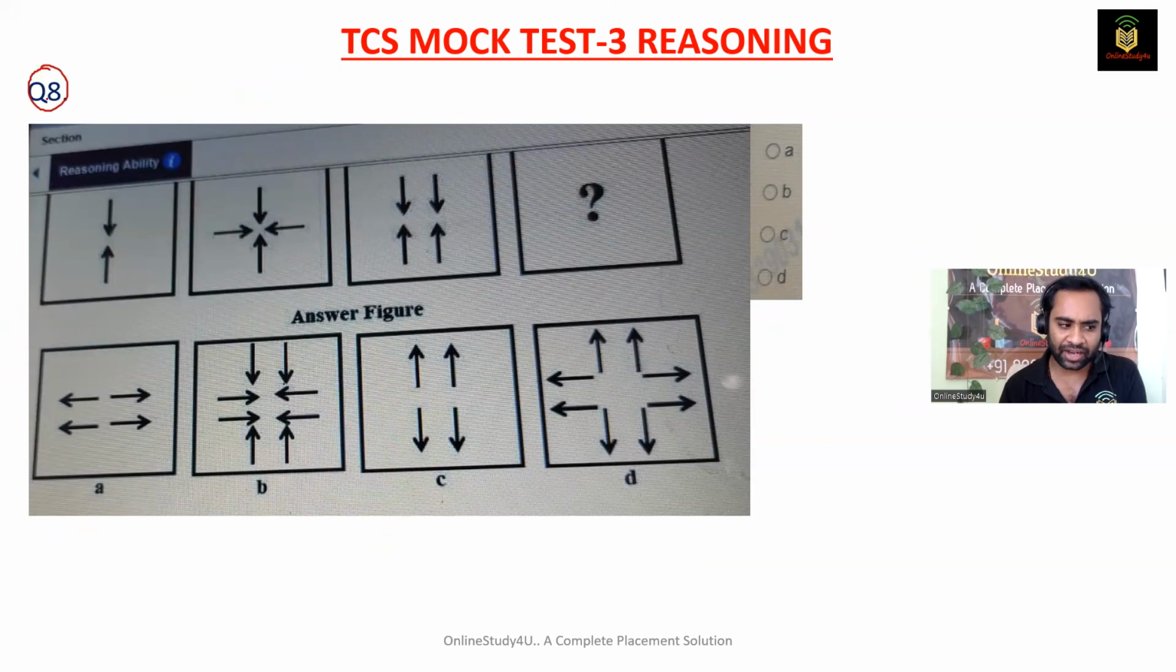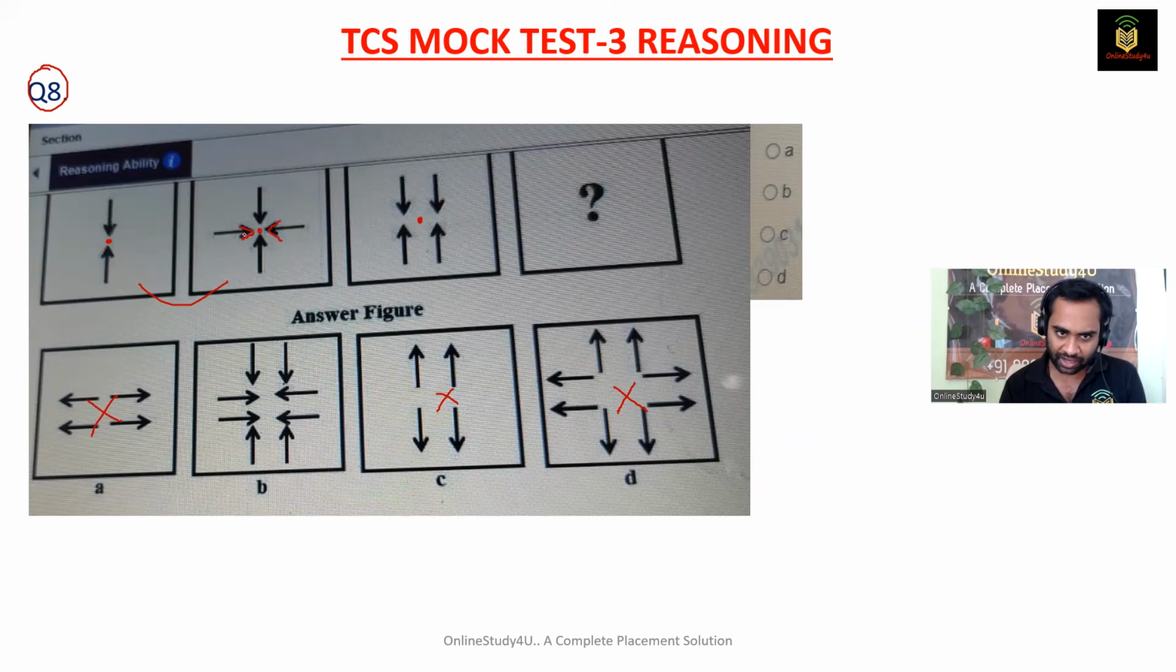In question number 8, you have 2 arrows, and both arrows are centered, which means both arrows are facing each other. Then 2 more arrows came in the other direction, but all arrows are facing towards the center. This is the first and second figure. Now the third: we have 4 arrows, but again all are facing towards the center. Facing outside the center will not be your answer.